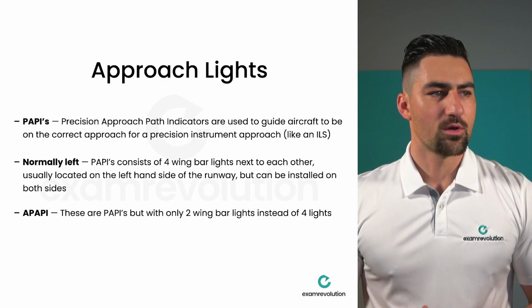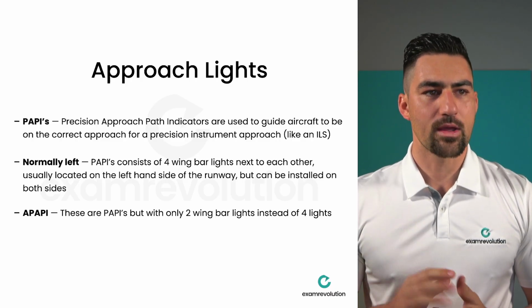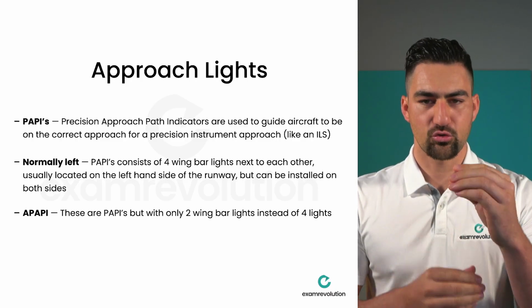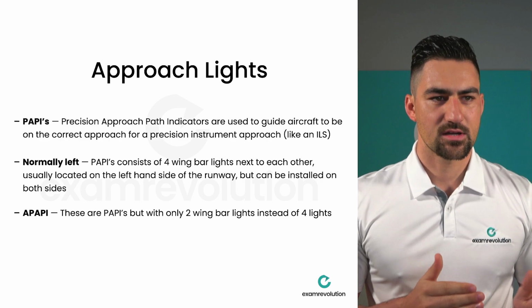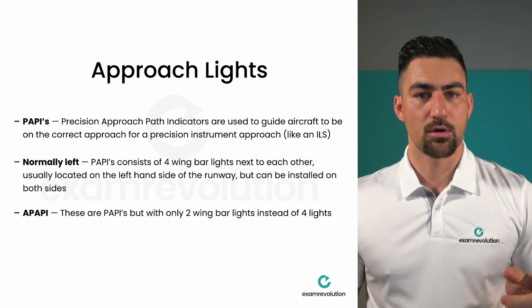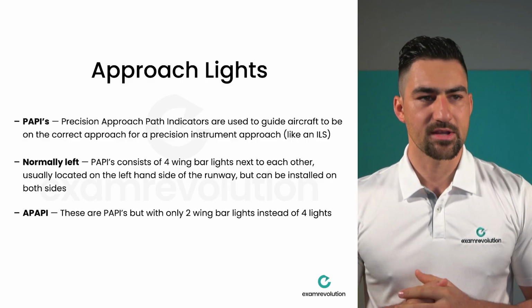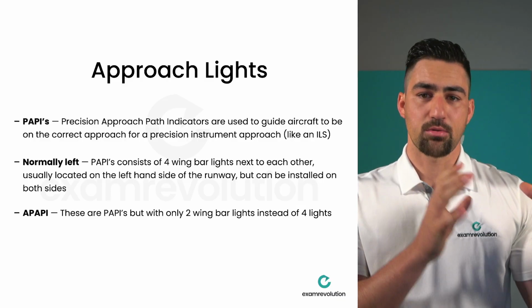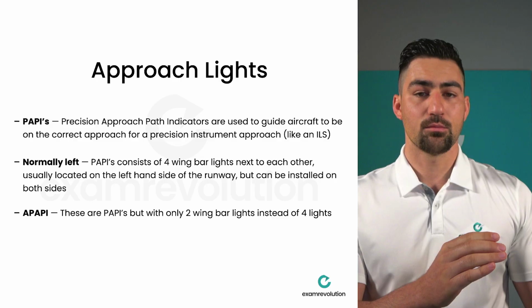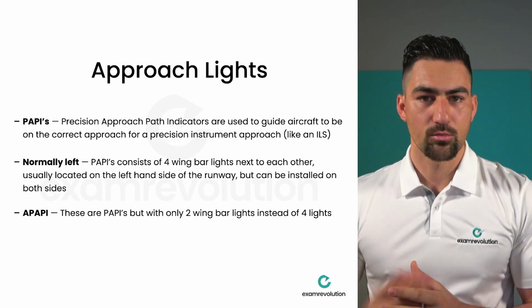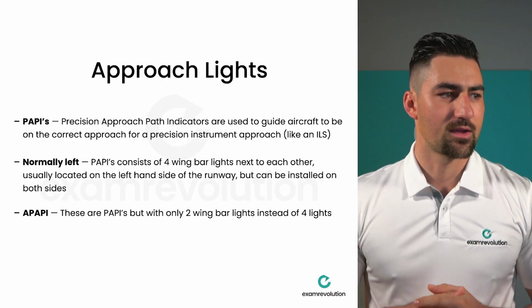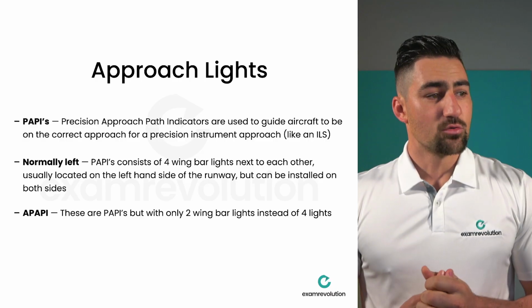Now, PAPIs are normally on the left hand side. They consist of 4 wing bar lights next to each other. Instead of 2 and 2, they fall next to each other, and they're usually located on the left hand side of the runway, but it can be installed on both sides if there's space. Or if there's something that is blocking the PAPIs on the left hand side, then they'll move them non-standard to the right hand side, but that is not the normal thing to do. That's an exception.